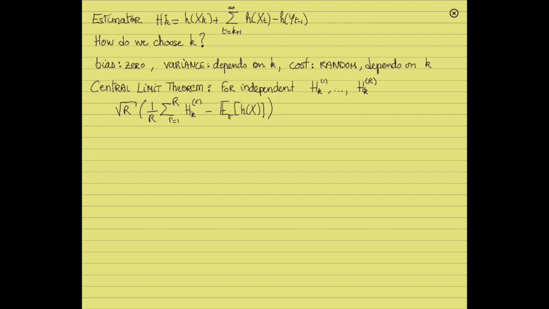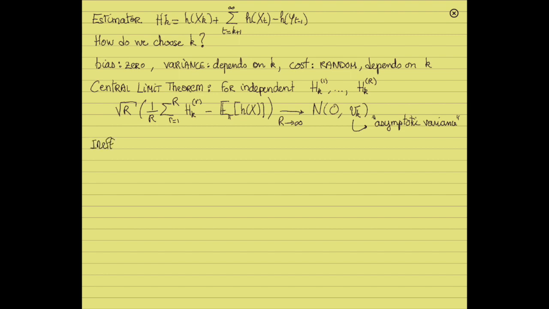So the convergence is towards the expectation of interest when big R goes to infinity. And we have a distributional limit that is a normal with variance Vk. That's the asymptotic variance in the CLT, or in this case, that's simply the variance of Hk.